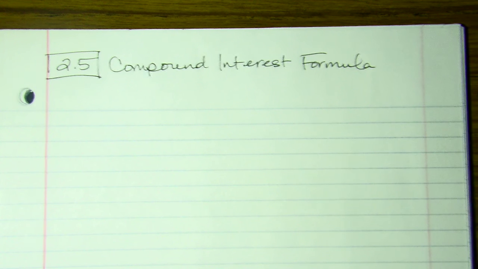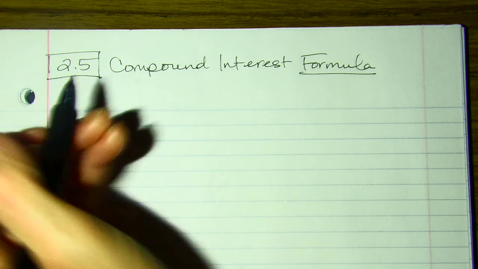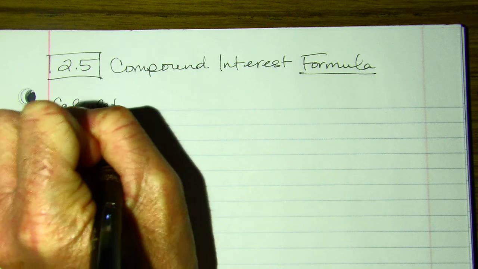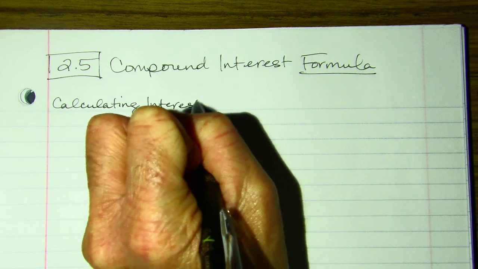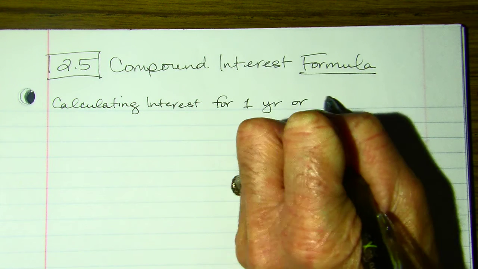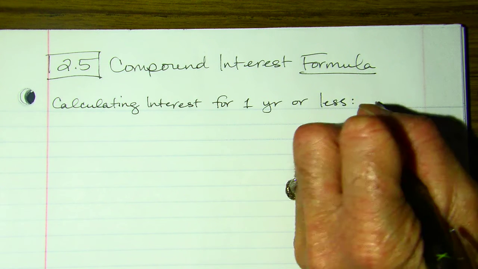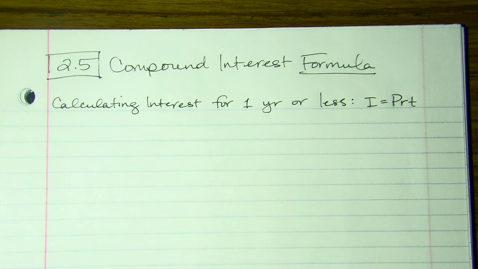All right, guys. In 2.5, we're going to be using the formula. And so when we are calculating, just to review, interest for 1 year or less, then we would use this simple interest formula. Then we would use I equals P times RT.